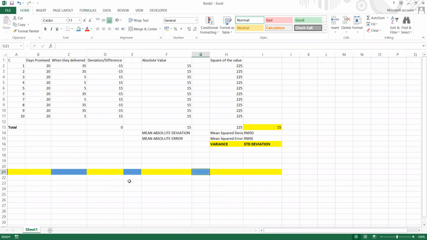So from here till here, this is, let's say, point A. We'll write it here: A, B, C, D, E. And E, we will make it right aligned, let's say.